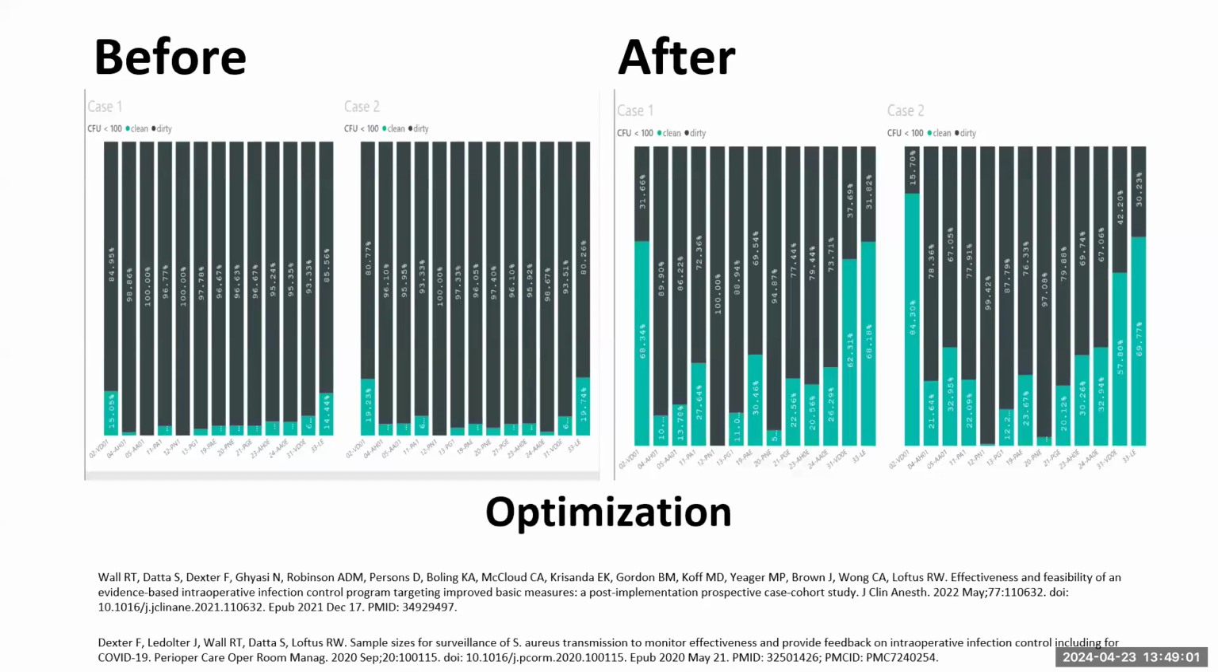So on the left is where they started, lots of room for improvement, and on the right is where they ended up in terms of the CFUs. We're not looking for sterility, we're looking for improvement. And what they achieved was a 20% improvement across every one of the pillars throughout the study period. And that resulted in a 62% reduction in all-cause surgical site infections.